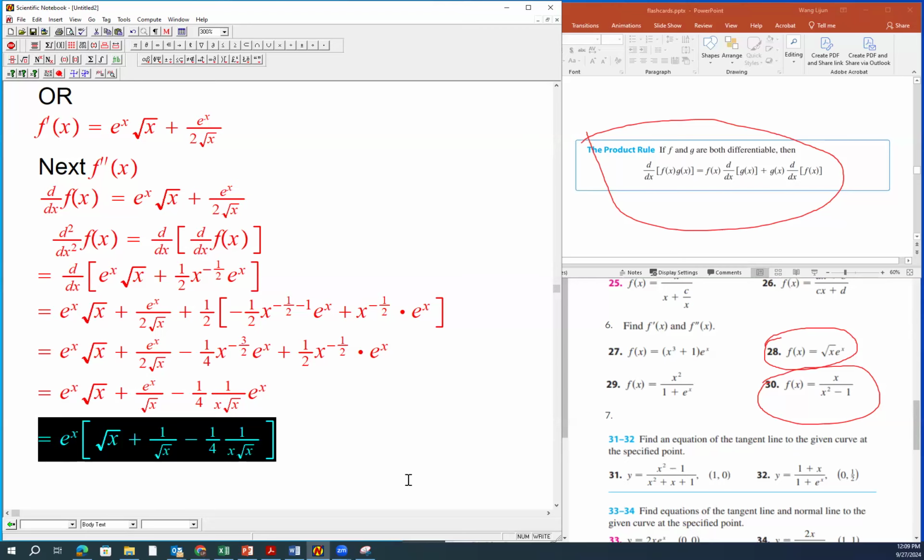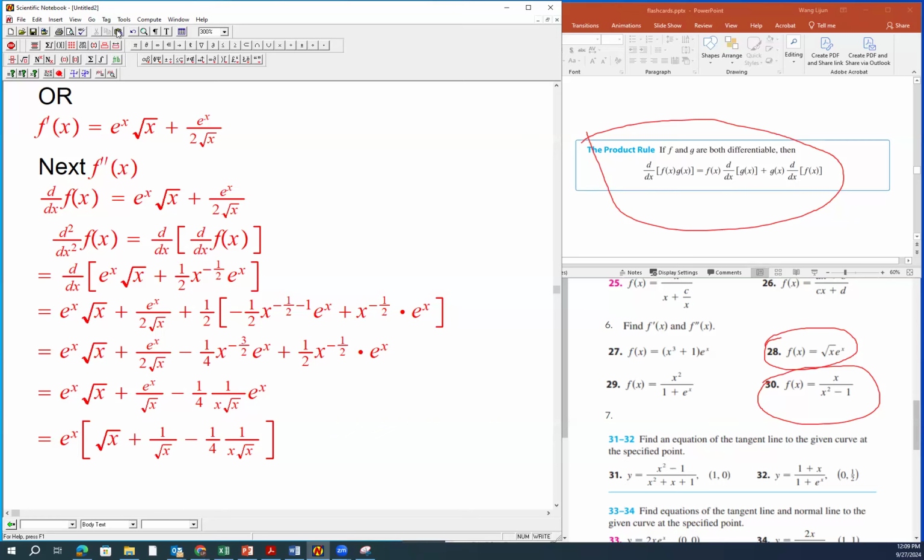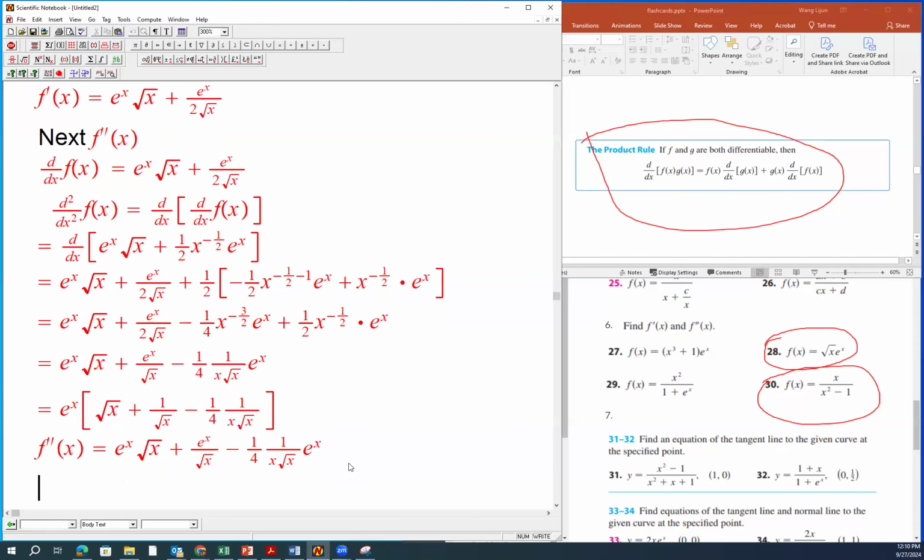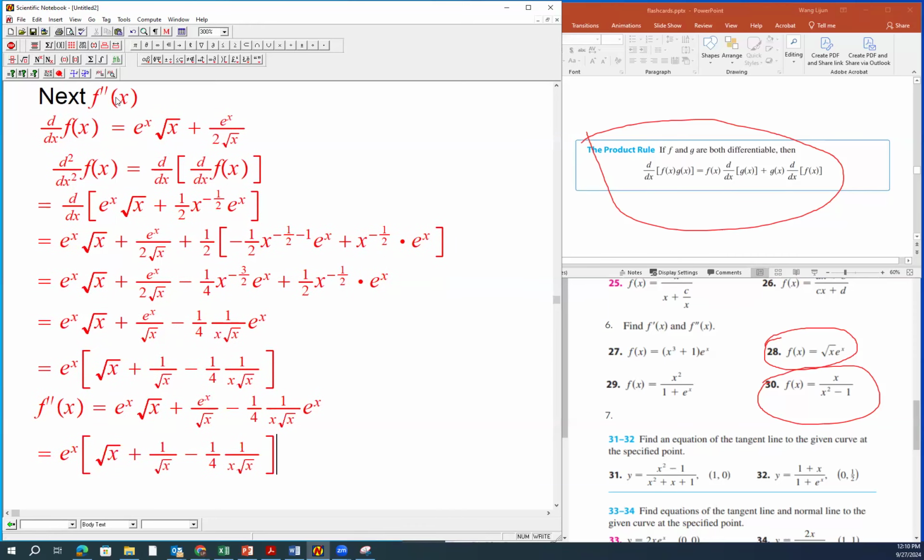First order derivative, second order derivative. So second order derivative found, in this form or the other one in factored form. So that's considered done. Let's look at the next one.